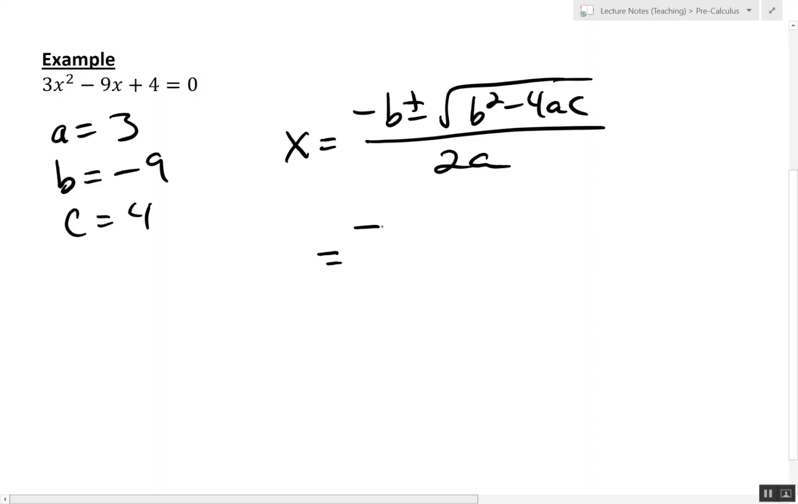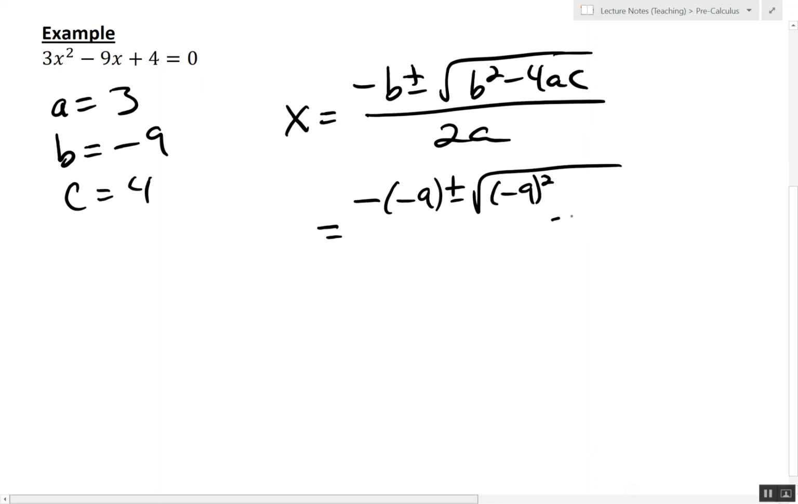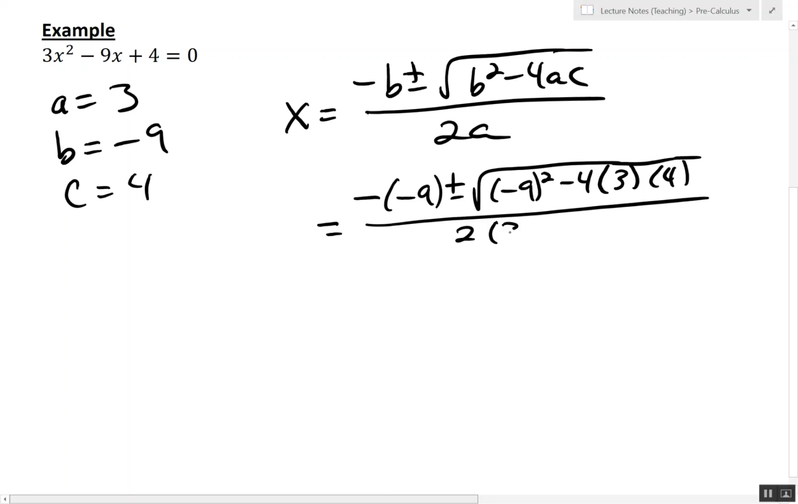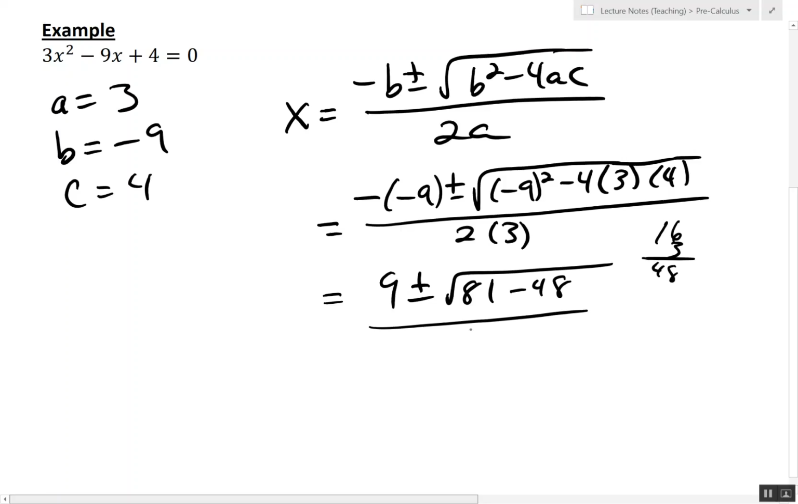And so we're going to get negative negative 9 plus or minus the square root of negative 9 all squared minus 4 times 3 times 4 all over 2 times 3. So this is going to give me 9 plus or minus the square root of 81, and then we're going to get 16 times 3, which is 48, so minus 48, all over 6.